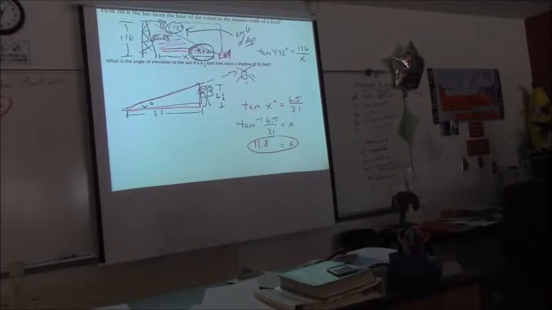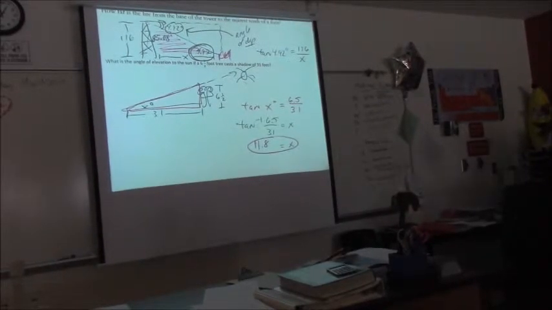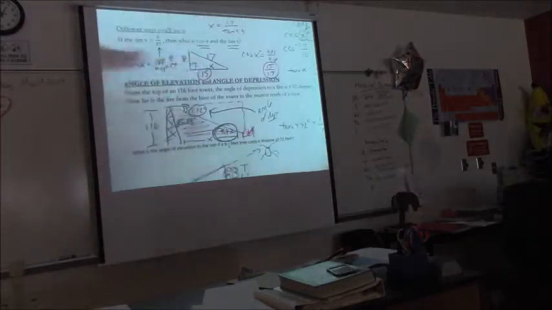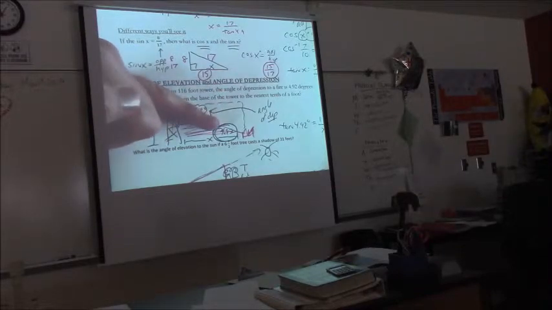All right, 11.8 degrees. Does it seem decent? Yeah. It's not going to be big. The angle of elevation, again, is with the horizon and then an object above it. Angle of depression is what? With the horizon and then somewhere where I have to look below it. You're going to see some of those.